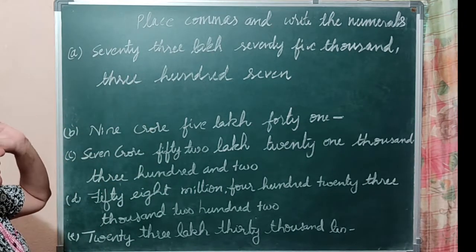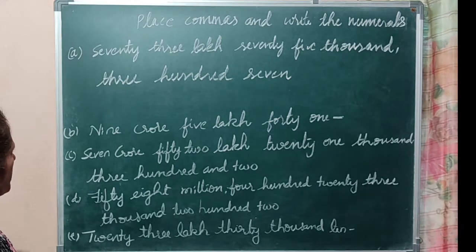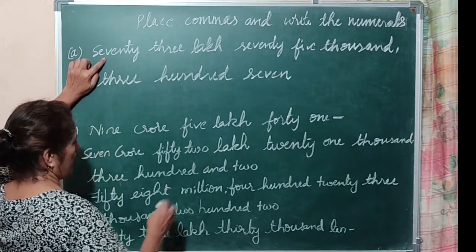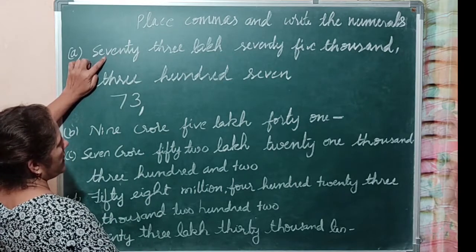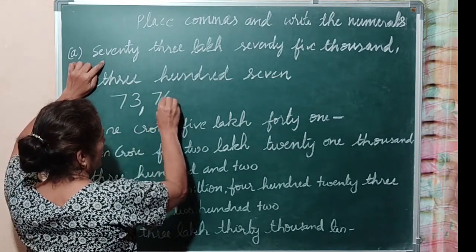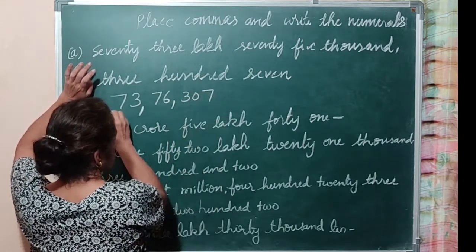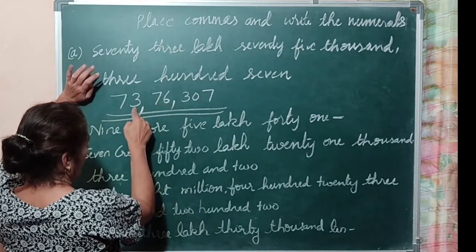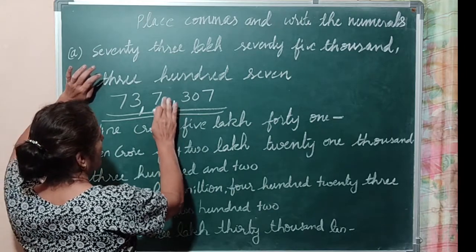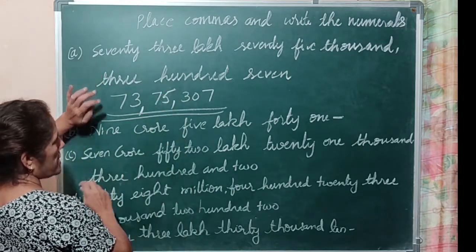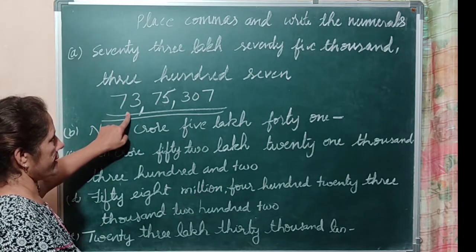73 lakh 75,307. So how do you write down in numbers? 73 lakh, put comma. 75,000 over 307. This is the answer.